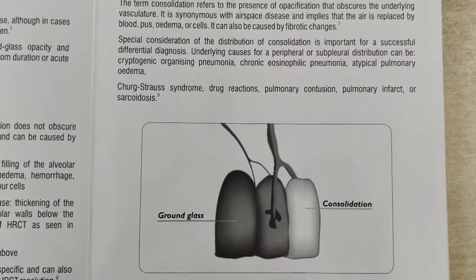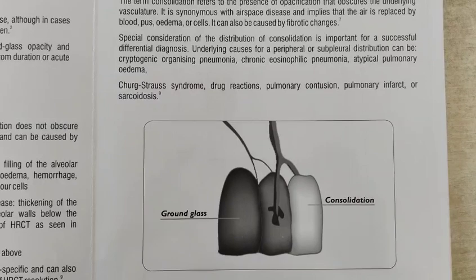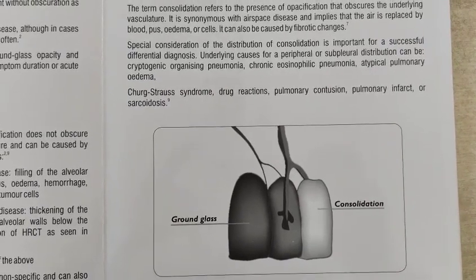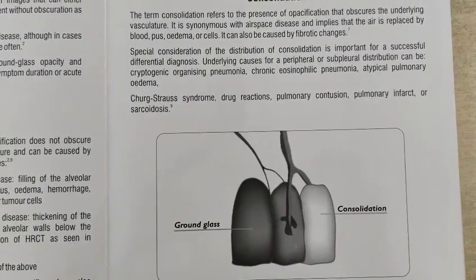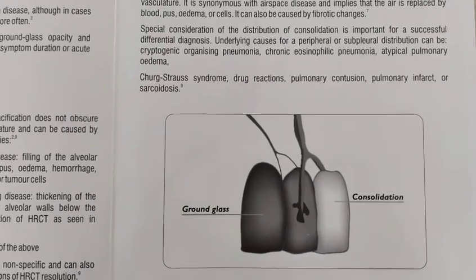This is the picture showing ground glass opacity and consolidation. Consolidation obscures the underlying vasculature, whereas ground glass opacity won't obscure the underlying vasculature. That's the major difference between ground glass opacity and consolidation.